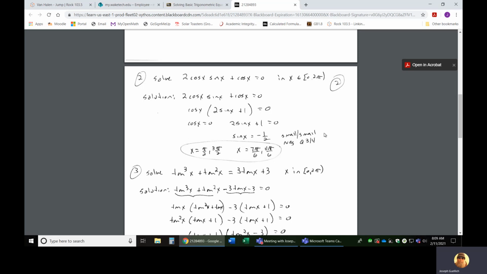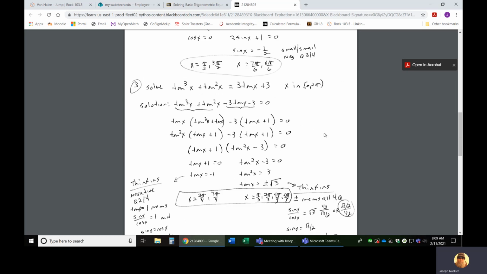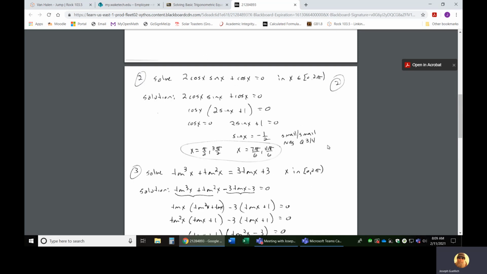Sometimes I write alpha equals over to the side. I think I did that somewhere. I don't remember where I did. I did it on the first video, just to remind myself. So the small angle is pi over 6, but it's negative. So we're going to look in quadrant 3 and 4 to get that answer. So 7 pi over 6, 11 pi over 6.